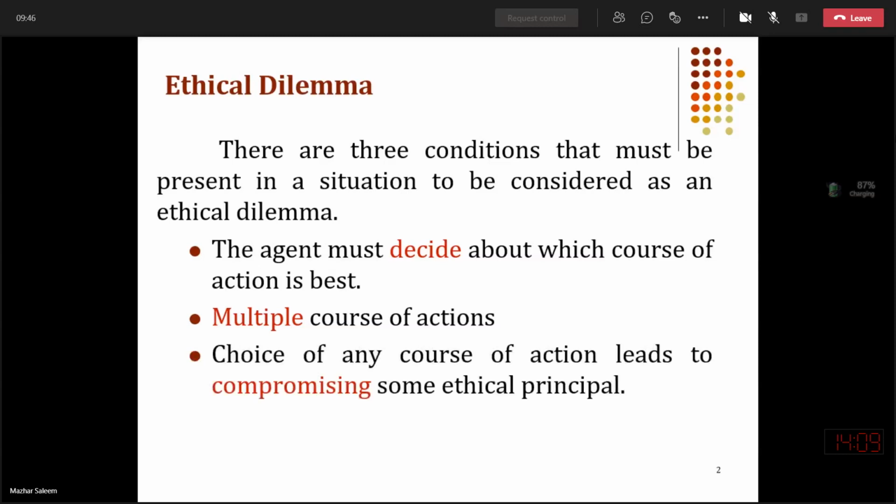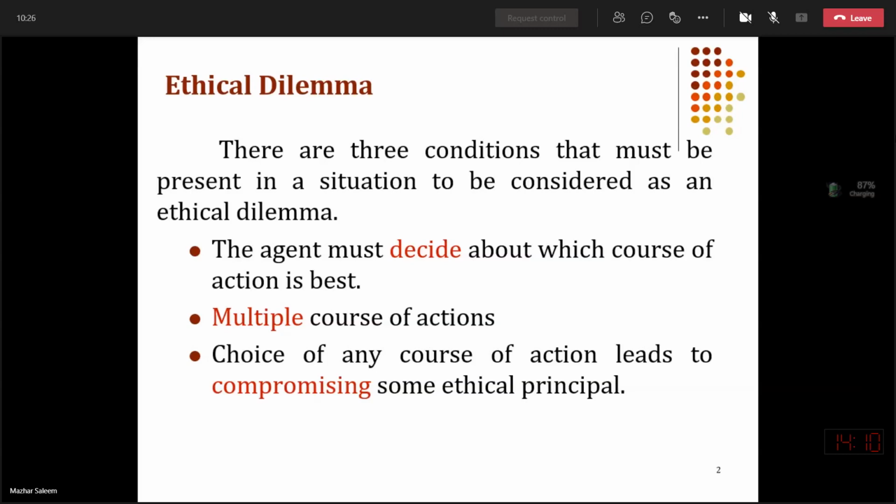And third is choice of any course of action leads to compromising some ethical principle. So you have multiple options and you have to choose one. And the third condition is that when you choose one and you leave the other, it leads to compromising some of the ethical principles. Okay, so if some ethical principle is compromised in that situation, then that particular condition is termed as ethical dilemma.